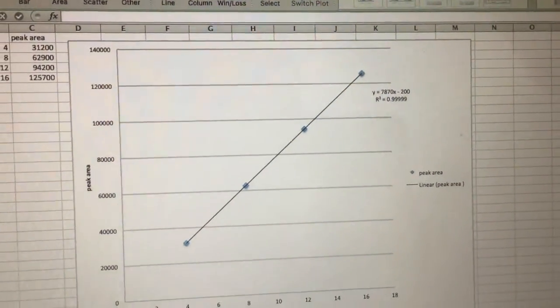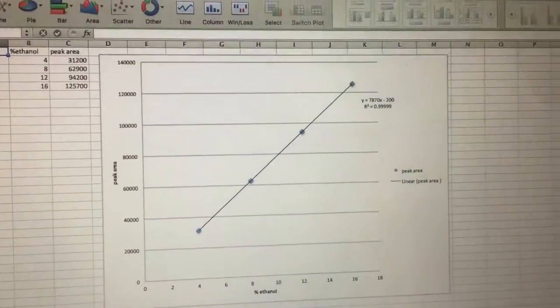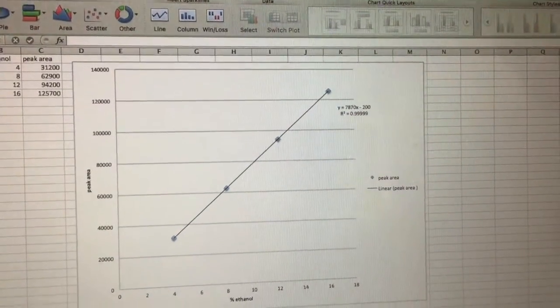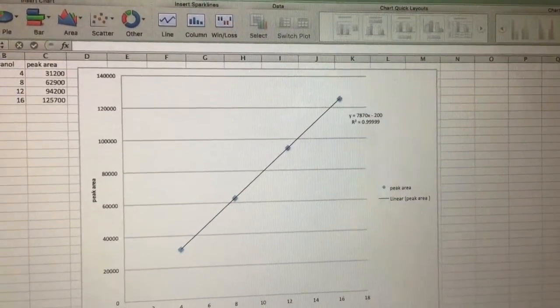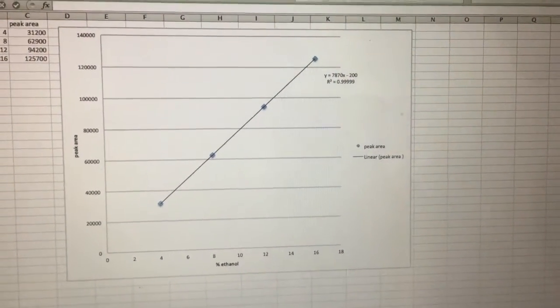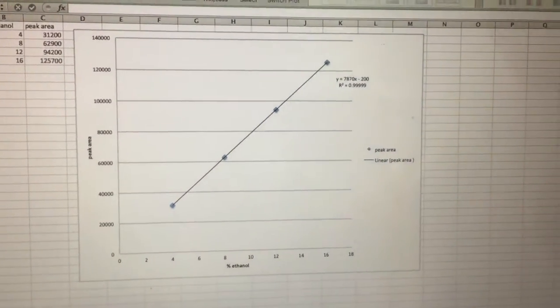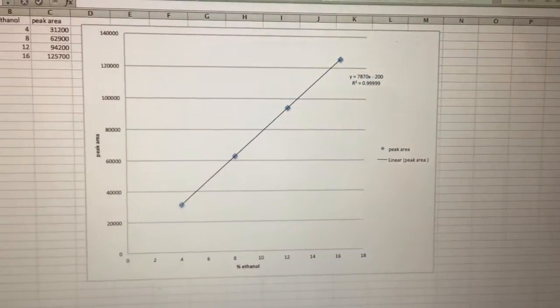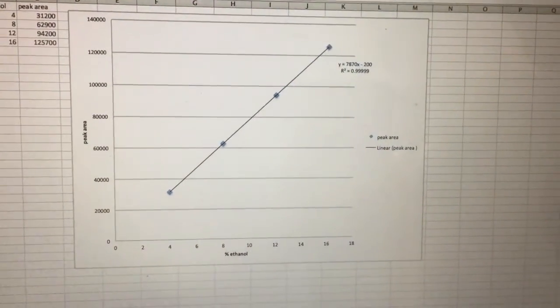7870x minus 200, and we are given the relative ethanol peak area for y as 82400. By substituting the value into y, we get the x value equals 10.50.